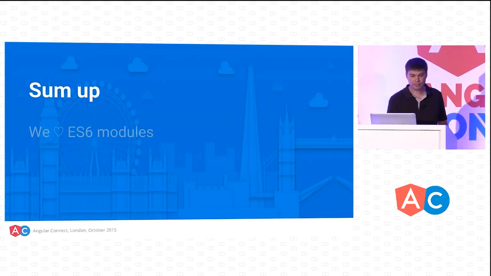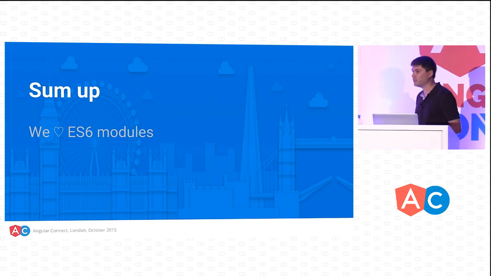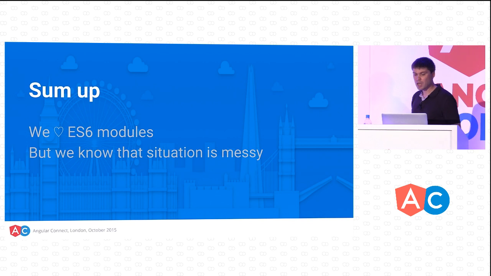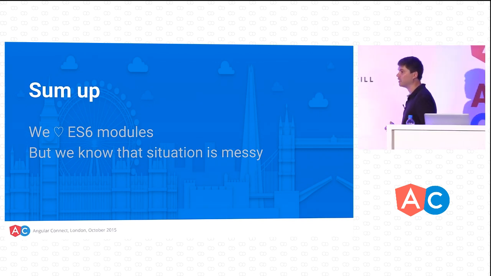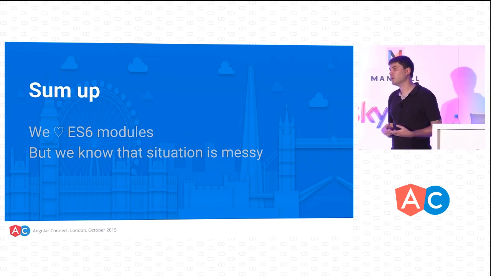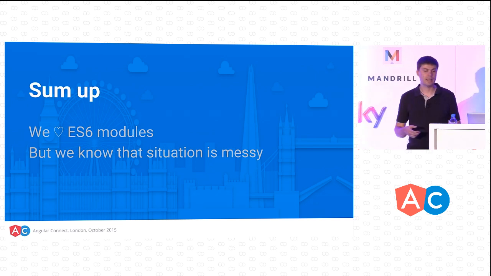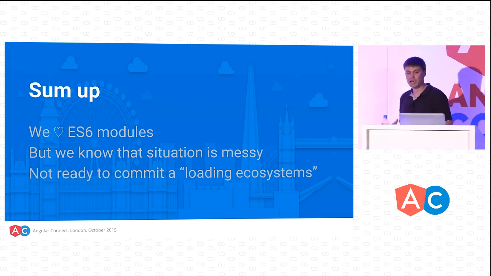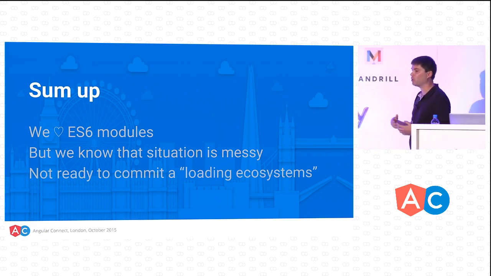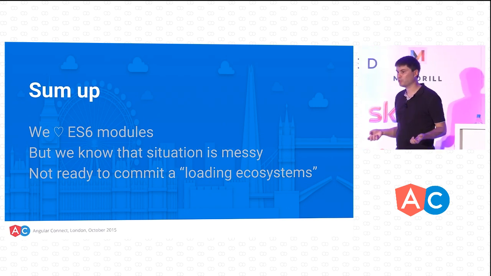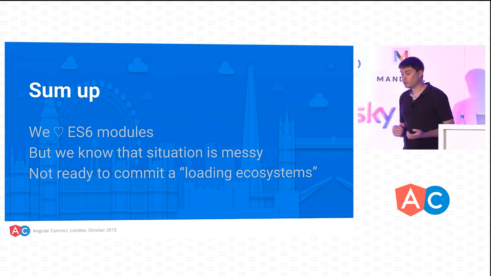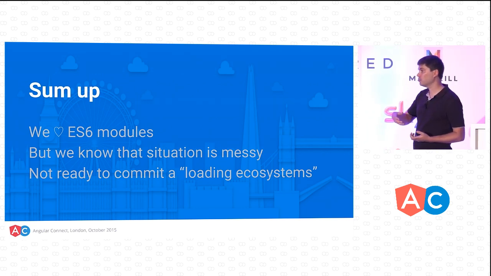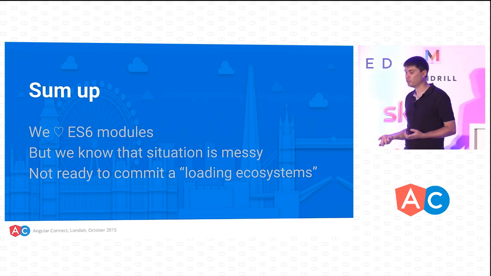So, the quick summary. I think we all love ES6 modules. We want to author code using this new module format. But we perfectly understand, as a community, that the current situation is messy. There are many tools, many workflows, many possibilities. We are not ready as the Angular team yet to commit to one ecosystem. We are not saying you should be using JSPM or you should be using Webpack. But what we want to do is make sure that whatever tool you are using, we are not doing anything that will prevent you or stop you from using those tools.